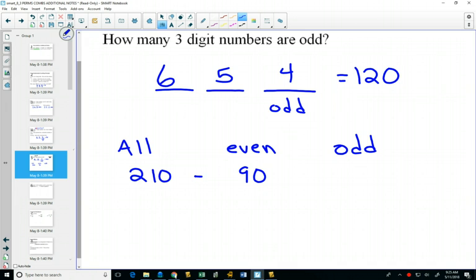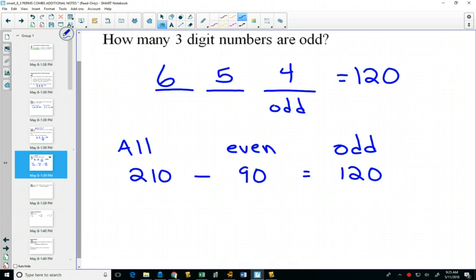Now, if you just subtract them, if you take all of them and take out all the even ones, what are you going to be left with? All the odd ones. And sure enough, it gives us the same answer. Now, in this situation, I think the spaces and dealing with the restriction first is the easiest. But we're going to run into some questions where this strategy down below will actually be much quicker and more helpful. And so much so that I gave this strategy a name.